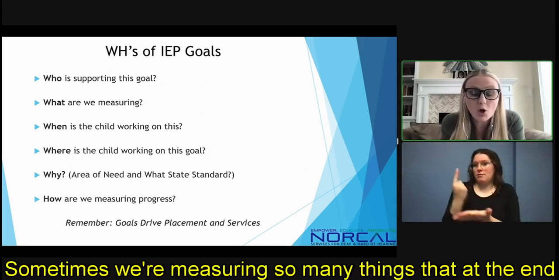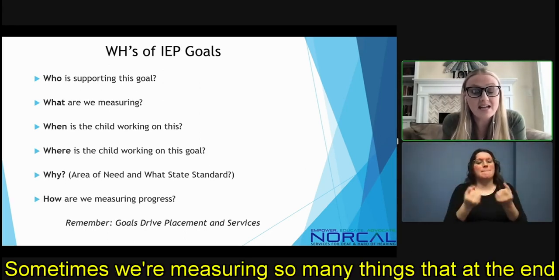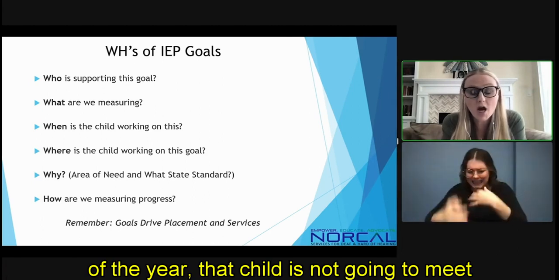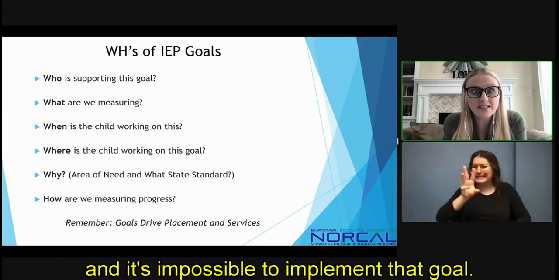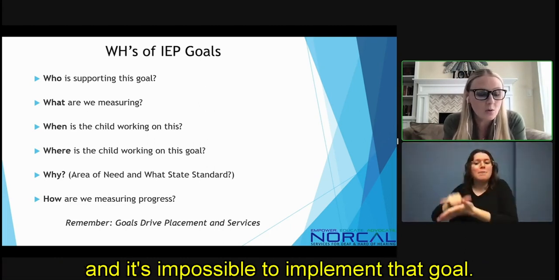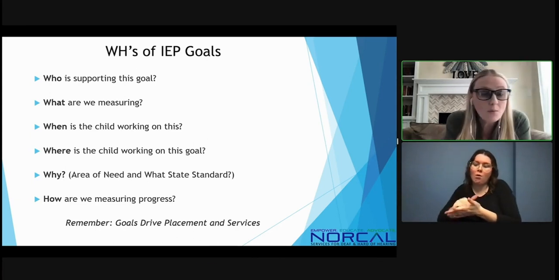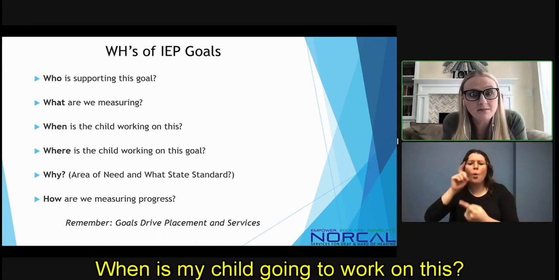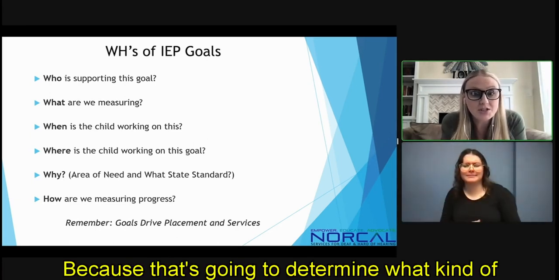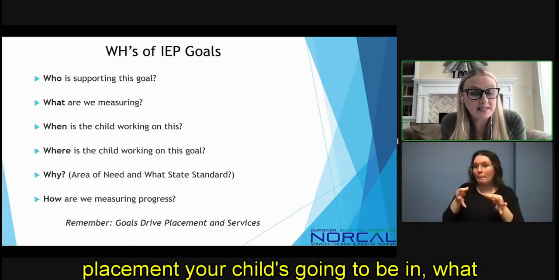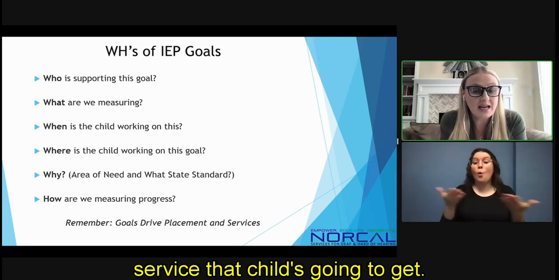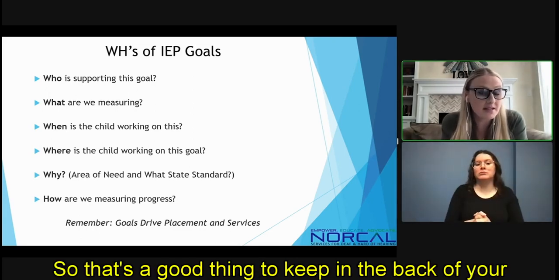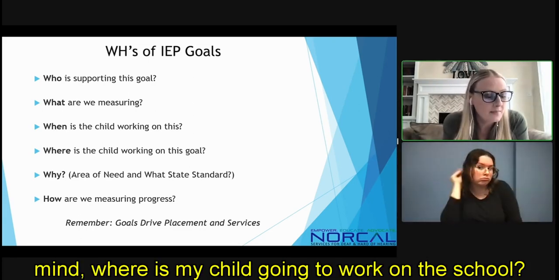Sometimes we're measuring so many things that at the end of the year, that child is not going to meet that goal because we're trying to measure 6 different things and it's impossible to implement that goal. When is my child going to work on this? Because that's going to determine what kind of placement your child's going to be in, what service that child's going to get. So that's a good thing to keep in the back of your mind.